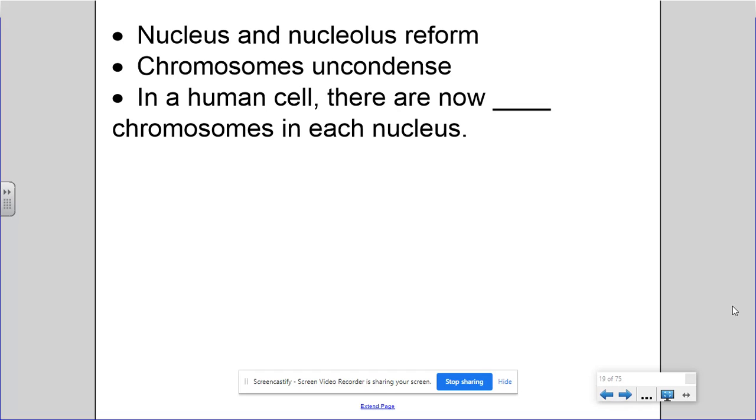Okay, also during this separation, basically the cell is resetting. So the nucleus and the nucleolus reform, chromosomes uncondense. And in a human cell, once we form our two new nuclei, now we're going to have 46 chromosomes in each of these nuclei of the new cells.